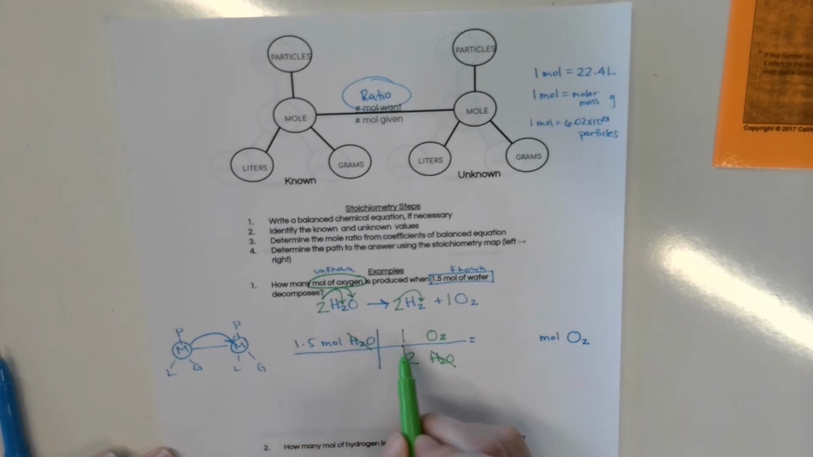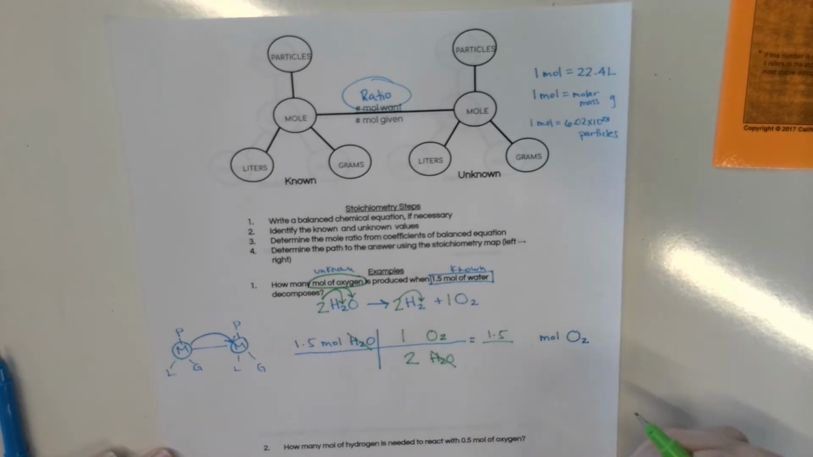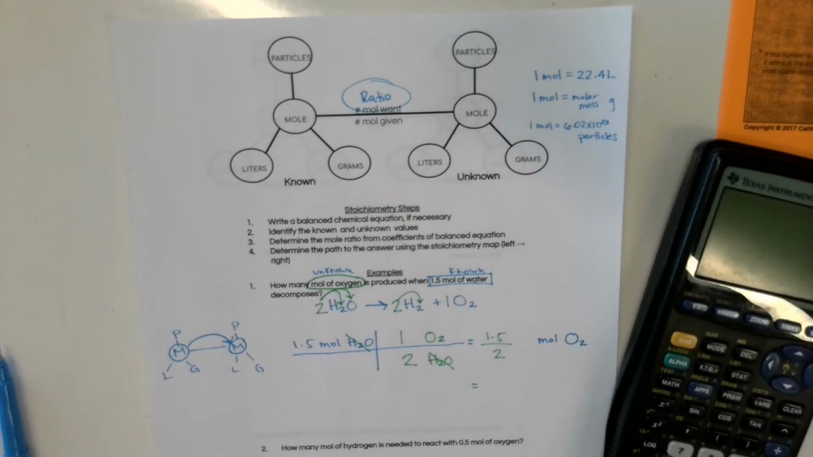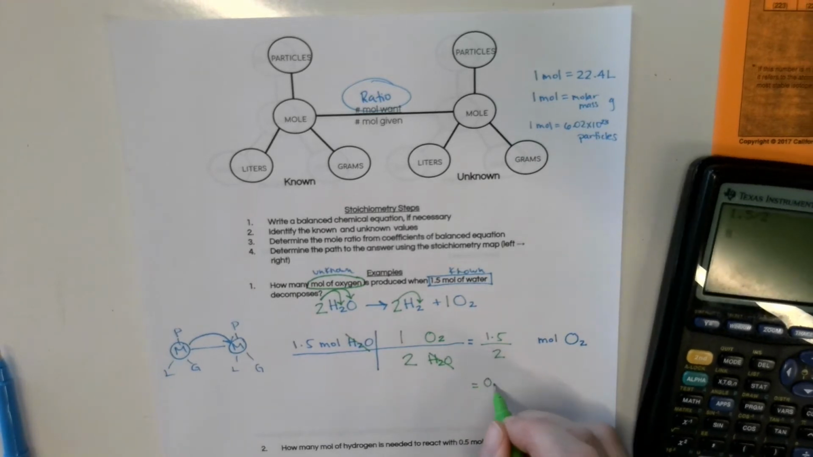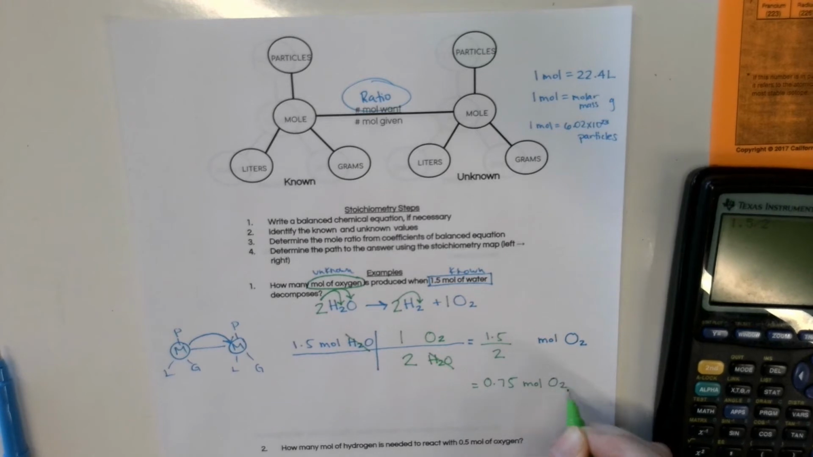1.5 times 1 is 1.5. Divide that by 2 on the bottom, so I'm going to simplify this, type it in my calculator, 1.5 divided by 2 is 0.75 mole of oxygen.